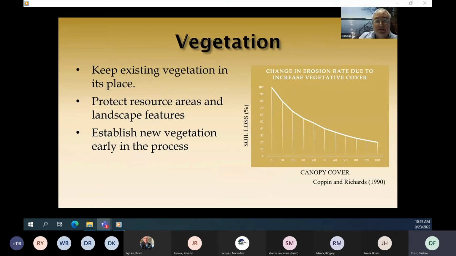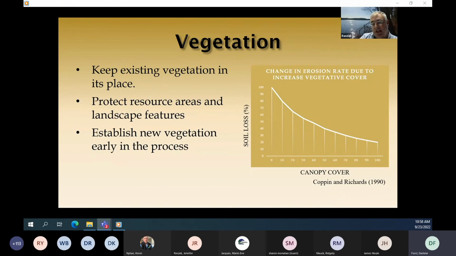The next thing we want to look at is vegetation as a component for how much erosion happens. If we can keep vegetation in its place, it's going to go a long way towards it. Protecting the resource area, establishing new vegetation early on in the process are all key points. Vegetation helps by intercepting the rainwater, kind of acting as a little cushion so that we're not getting those raindrops pounding down on bare soil.